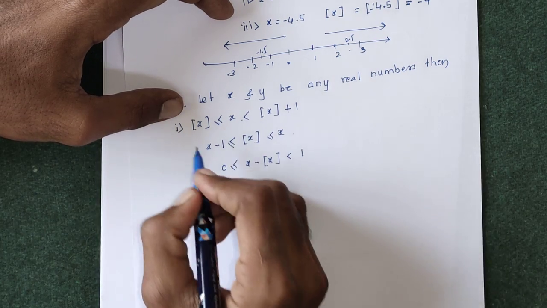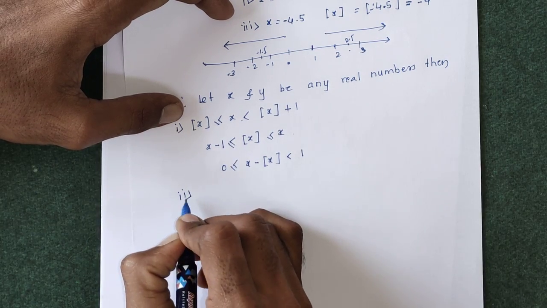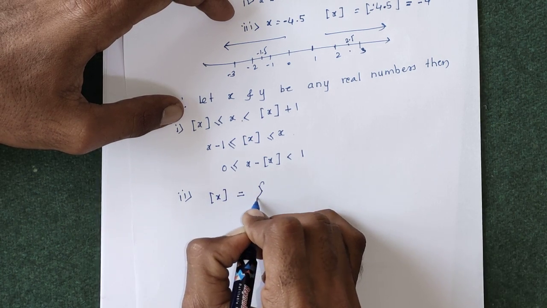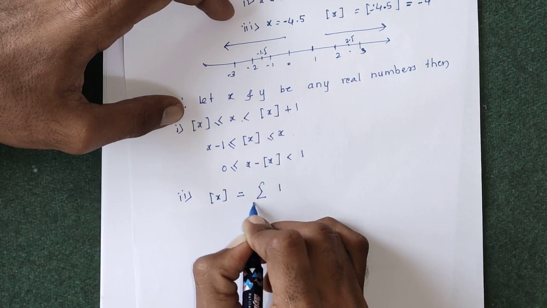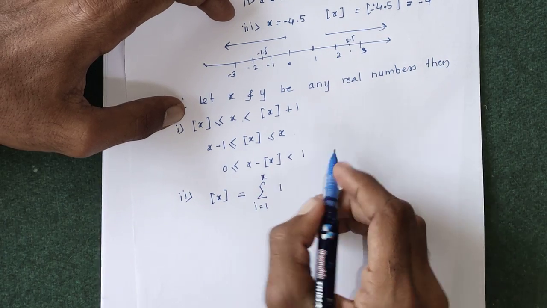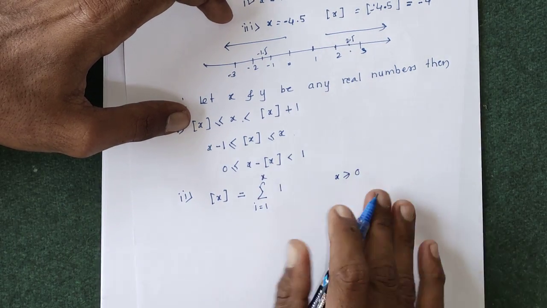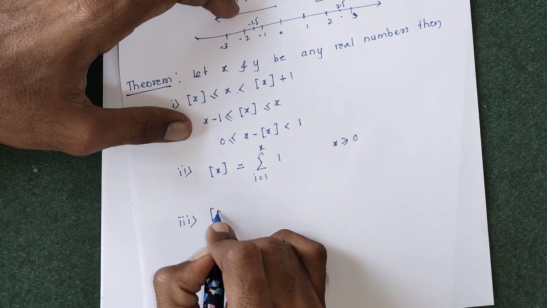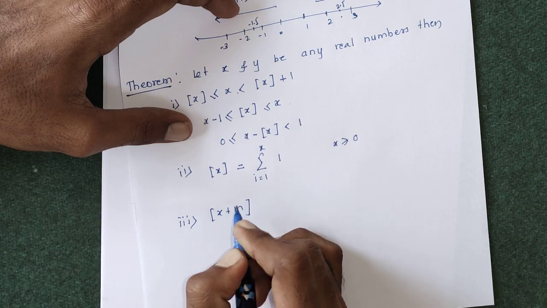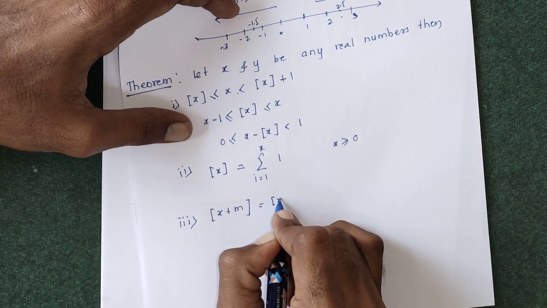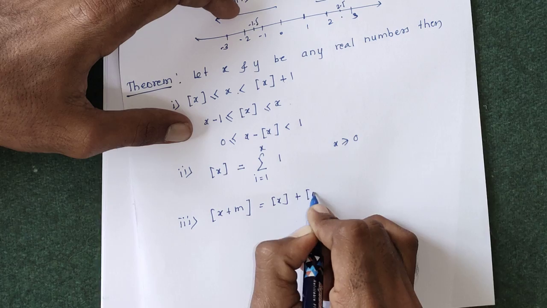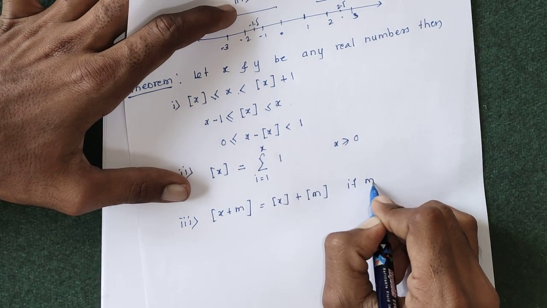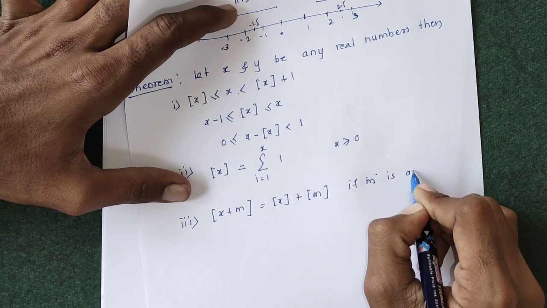Now, second: the integral part of x is just the summation of 1 from 1 to x. This is an obvious result for any x greater than or equal to 0. Third property: the integral part of x plus m is equal to the integral part of x plus the integral part of m. This property holds if m is an integer.